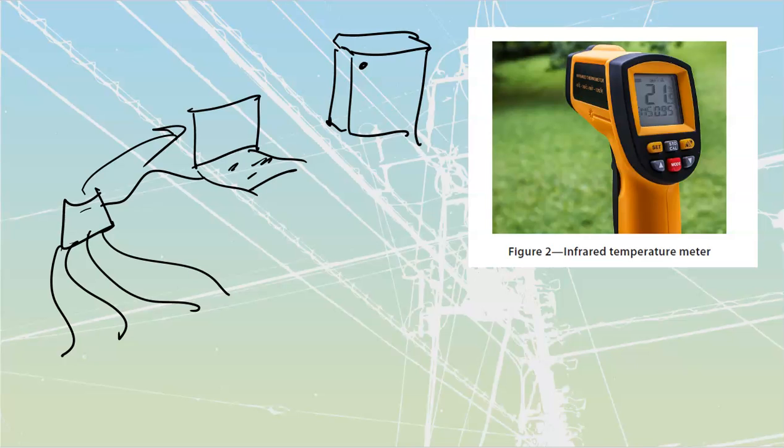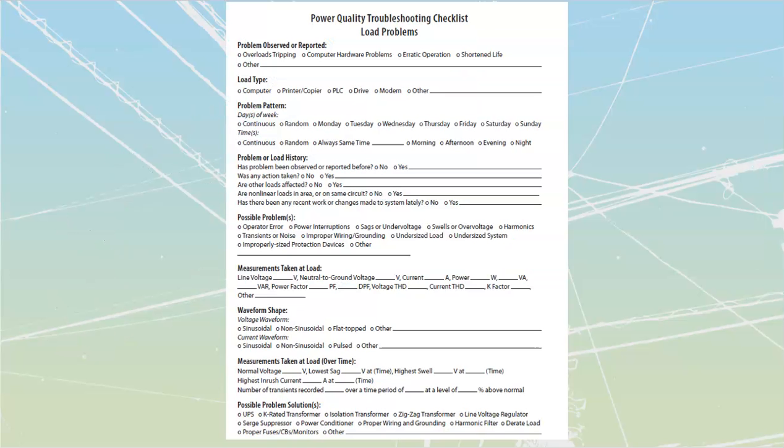The last couple of sheets that they have over here are going to be troubleshooting guides for load problems versus distribution problems. The first one over here talks about what the loads are and what problem you see, what it is, what the pattern is, if it has a pattern or doesn't have a pattern, if it's had problems with this thing before, possible problems, measurements taken at load. You're going to do all of those types of things: waveform shape, measurements taken over time, etc.